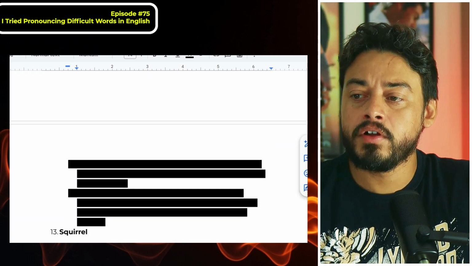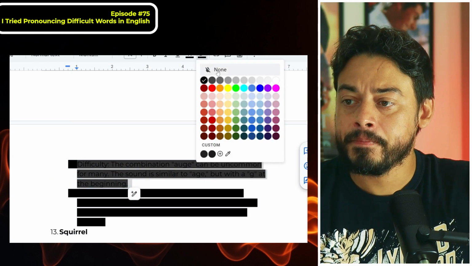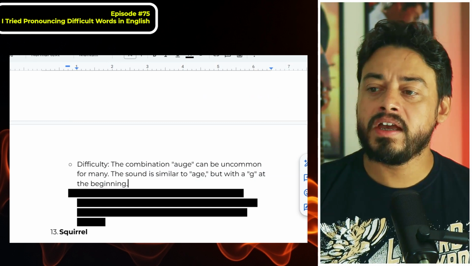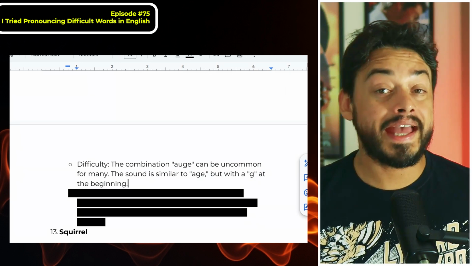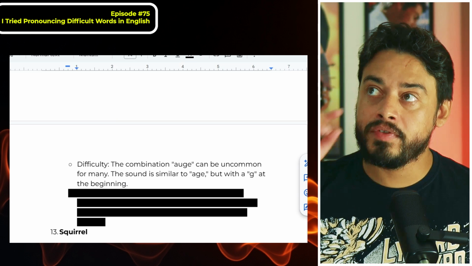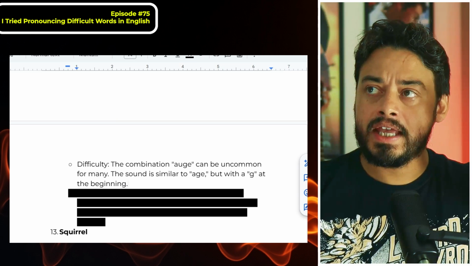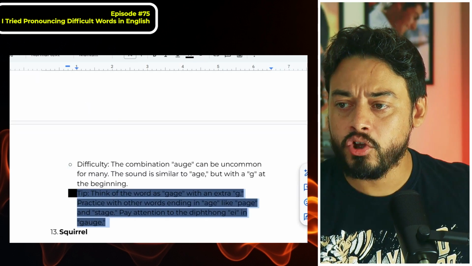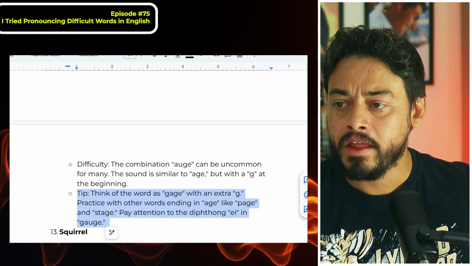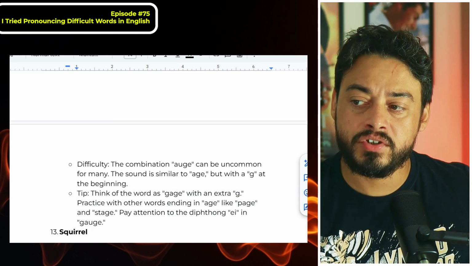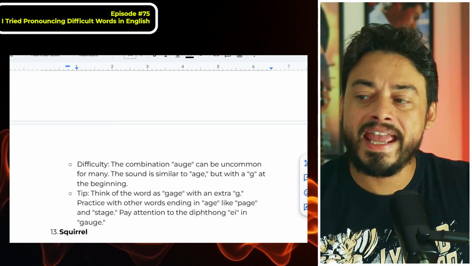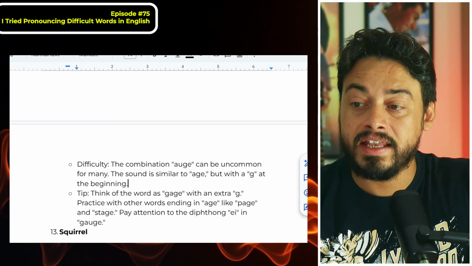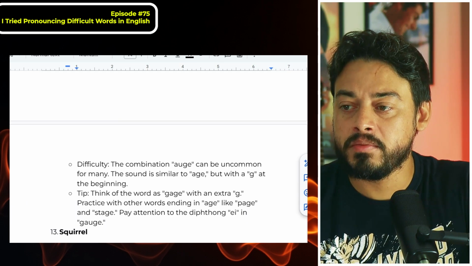So what is difficult about this word? Take a look. The combination at the end, age, right? Gauge, can be uncommon for many. The sound is similar to age, but with a G at the beginning. So think of age and add a G. Gauge, gauge. That's how you pronounce this word. Okay? So the tip is think of the word as age with an extra G. Practice with other words ending in age, like page and stage. Pay attention to the diphthong A in gauge, all right? And that's pretty much it.